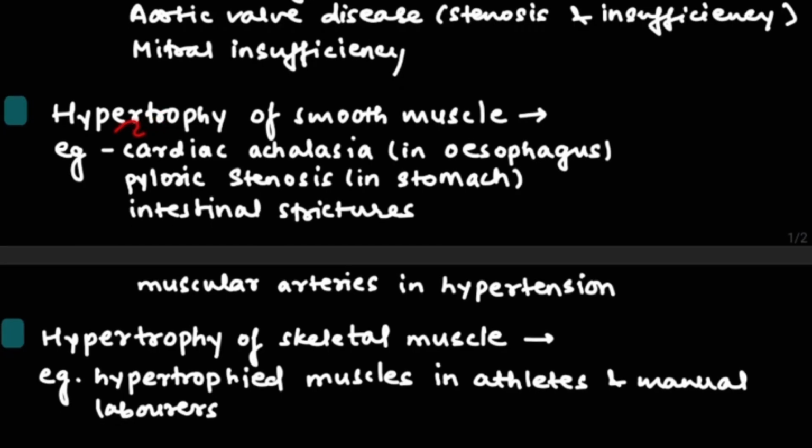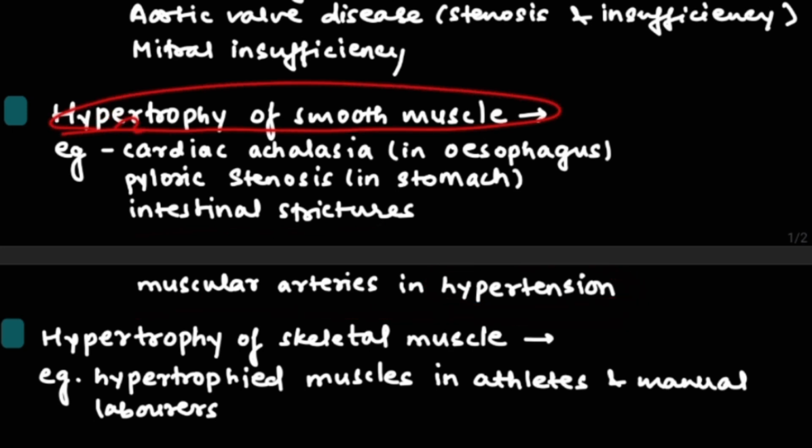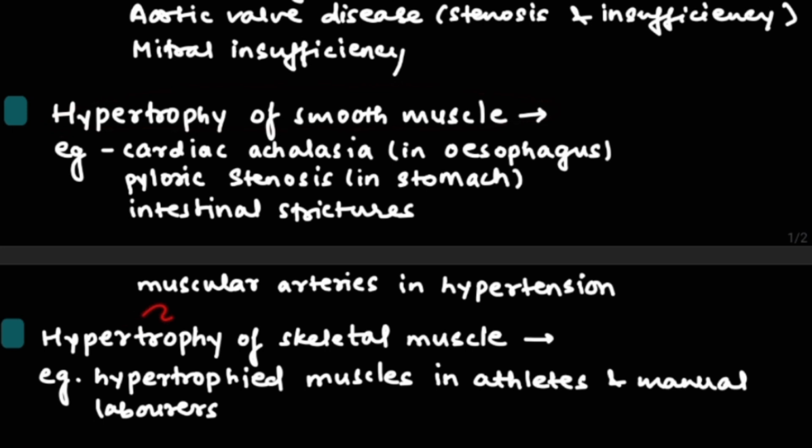The next example is hypertrophy of smooth muscle. It occurs in cardiac achalasia in the esophagus, then pyloric stenosis in the stomach, intestinal strictures, and in muscular arteries in hypertension. So in these cases there can be hypertrophy of smooth muscles. Then hypertrophy of skeletal muscle may occur in athletes as well as manual laborers.